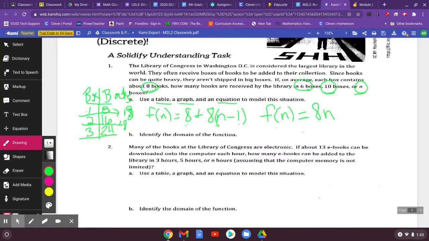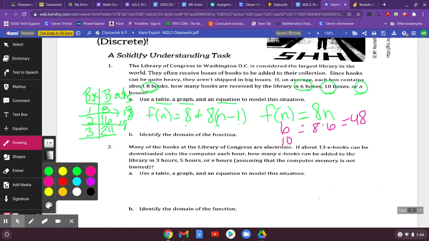All right, so now I got to go back 6 boxes. I'm going to go over here, and if I put in a 6 for n, I have 8 times 6 would be 48. If I put a 10 in, 8 times 10 would be 80. So that's how many books to answer their questions.